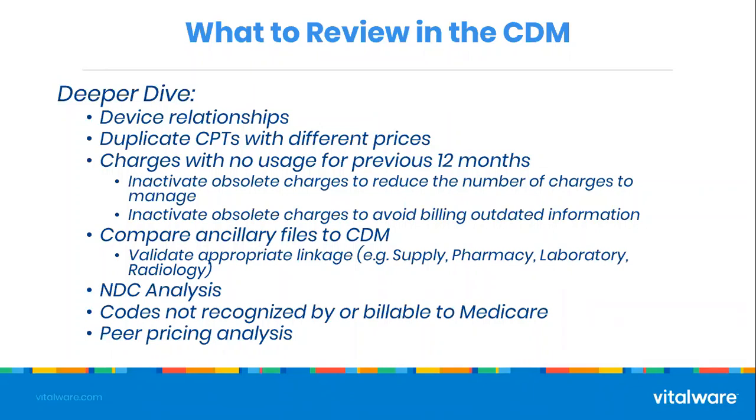Compare those ancillary files to your CDM. Is all that linkage correct between the supply file in the CDM and the pharmacy in the CDM and lab, Sunquest, or Sengo? Are those all working? Make sure that that linkage is correct and that everything is mapping to the same thing throughout all of those systems. Doing an NDC analysis. Do you have any NDCs that have been deleted? Is the NDC applied to the drug code actually the right one? Validating all of that information that's behind the scenes.